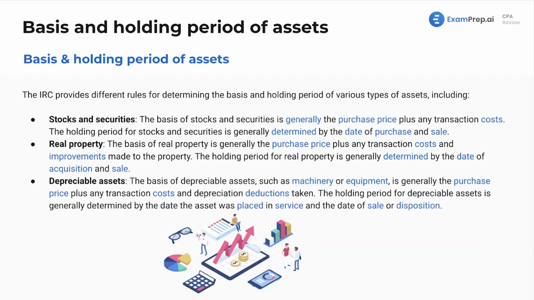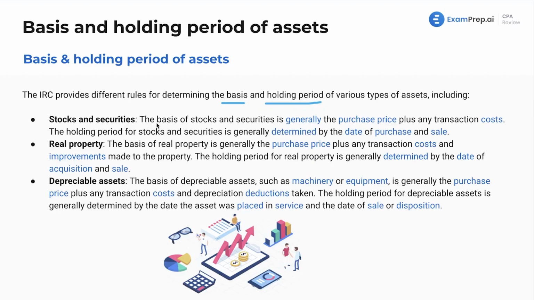All right, we've got different rules per the IRS, the IRC, for determining the basis and the holding period of various types of assets. Again, the basis is essentially the initial cost, but also modified by things such as depreciation, add-ons, adjustments. We'll see all of those components. And then the holding period: how long are you holding the asset? Are you holding the asset for a year before you sell it, 3 years, 2 weeks, 6 months? That's going to have massive implications as well.